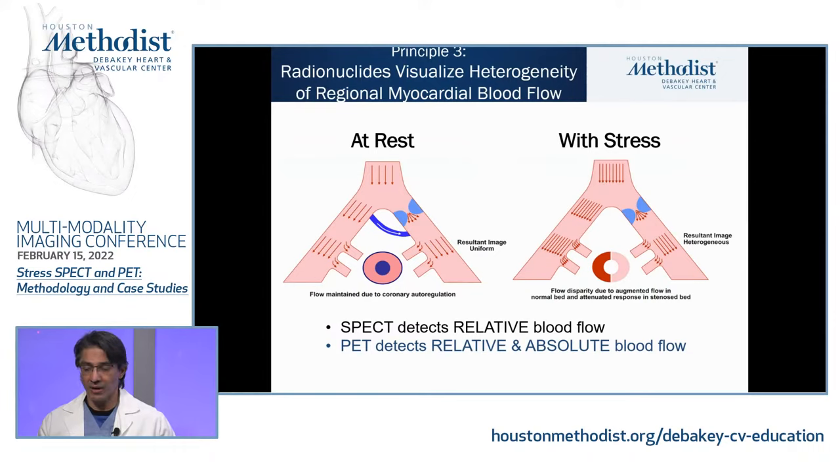You have a pressure drop across that stenosis, and flow decreases across that stenosis. You have decreased radiotracer deposited in the territory served by that stenosis, whereas on the other side, you have increased flow and increased radiotracer distribution. On your perfusion images, you're now able to very nicely see a difference between an area served by a stenotic artery and an area served by a normal artery.